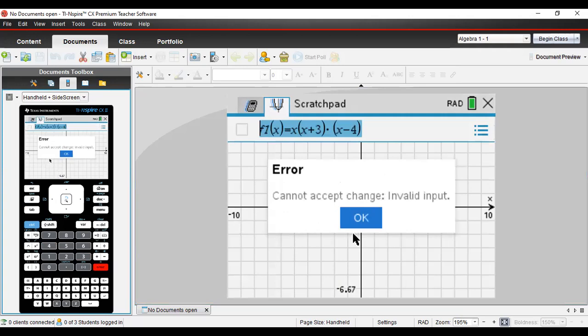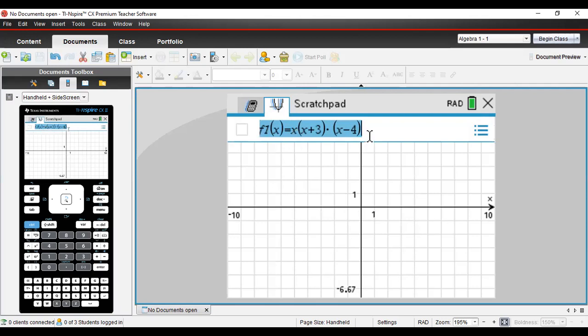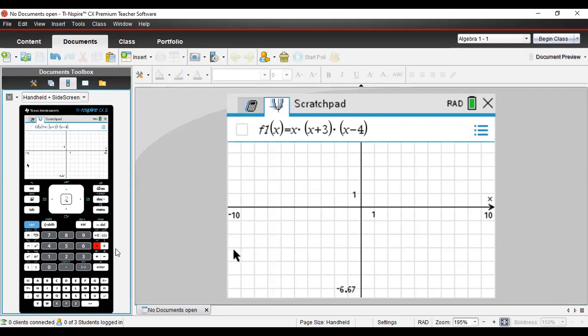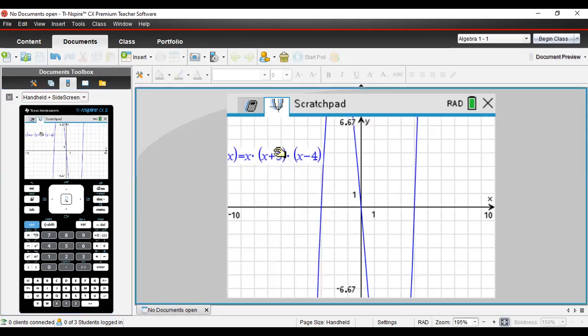Now, the reason I did this is I want you guys to see these errors, because when you take the test, you're probably going to make a mistake like this, but you've got to know how to fix it. This is the easy fix. All it's saying is you need to put a multiplication symbol in between the x and the parentheses. And so if I put an actual multiplication symbol and then I do it, voila, there's my graph.